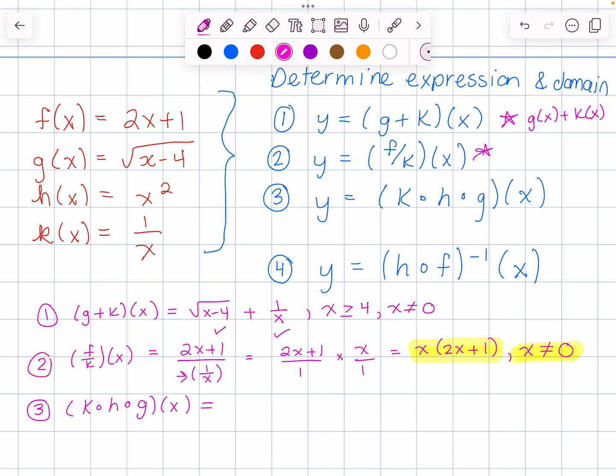If I did k of h of g, you have to first start with, what is your innermost function? It is g of x. So let me just write that. The root of x minus 4. I have to put that inside of h of x. H of x was x squared. So I'm just going to put this around and put x squared. I need to put that inside of k of x.